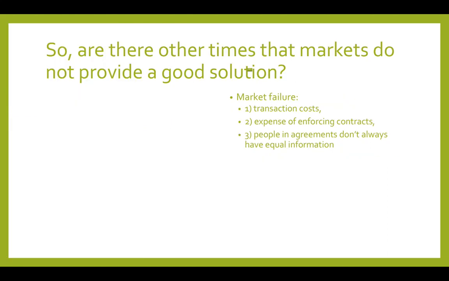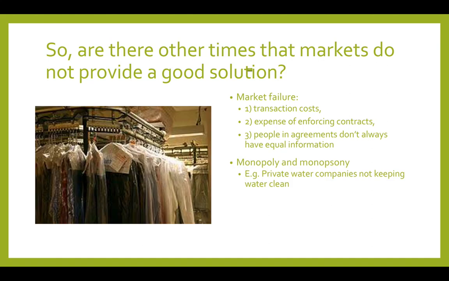Okay. Are there other times that markets don't provide good environmental solutions? Well, even if we don't look at environmental solutions, there are some ways in which markets sometimes fail. So we looked at transaction costs. We looked at the expense of enforcing those contracts. But also, people in agreements about environmental problems don't always have equal information. So the neighbor and the dairyman may not have equal information. Another example of potentially unequal information is if you, let's say, live near a dry cleaner.